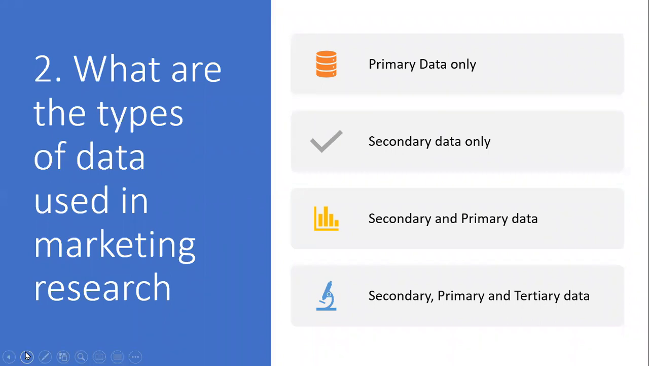What are the types of data used in marketing research? 1. Primary data only. 2. Secondary data only. 3. Secondary and primary data. 4. Secondary, primary and tertiary data. The most appropriate answer here is secondary and primary data. So the third answer is the correct answer.